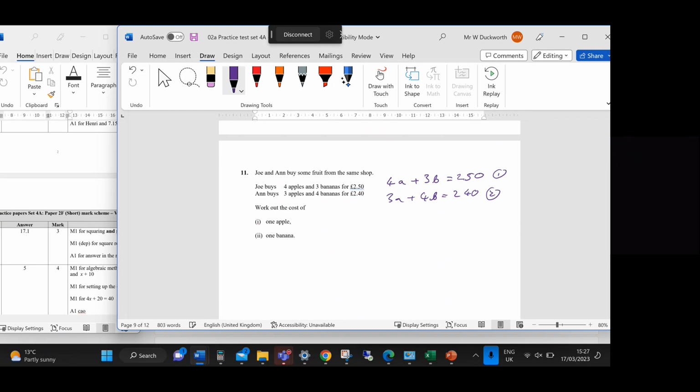So I need to either have my x coefficients of the same numerical value or my y coefficients. My a coefficients or my b coefficients. I'm going to go for b's just because I like cancelling the middle out best. So I'm going to do equation 1 times by 4. So 16a plus 12b is going to be equal to 250 times by 4. Well, 25 times by 4 is 100, so it would be 1000. And then I'm then going to take equation 2 and I'm going to times that by 3.